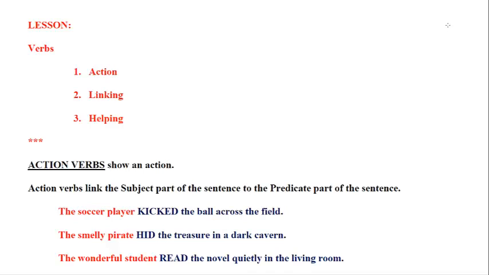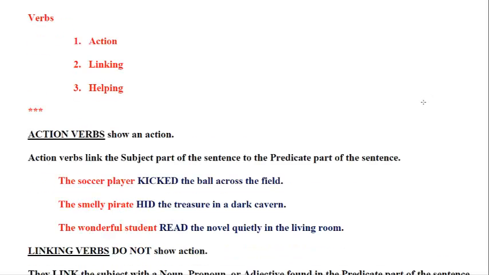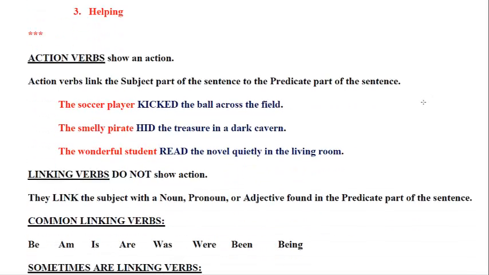Today we're going to talk about verbs: action verbs, linking verbs, and helping verbs, and how to distinguish between the three. As you probably already know, action verbs show an action. Action verbs link the subject part of the sentence to the predicate part of the sentence. The soccer player kicked the ball across the field. Here is our action verb. It links our subject part of the sentence to the predicate part of the sentence.